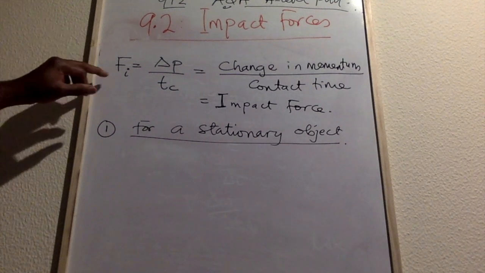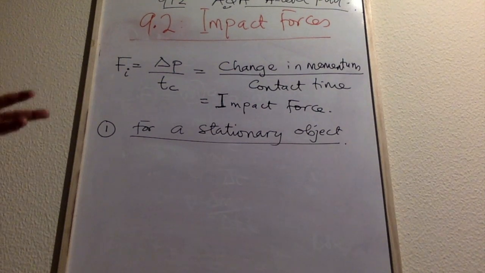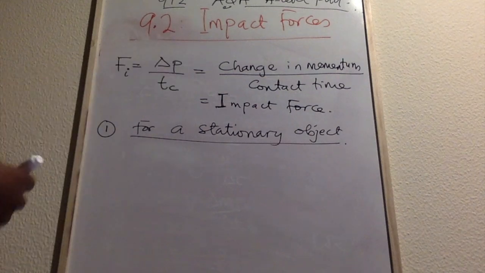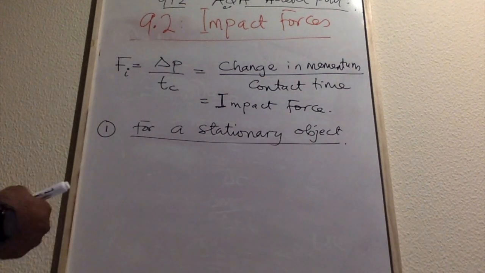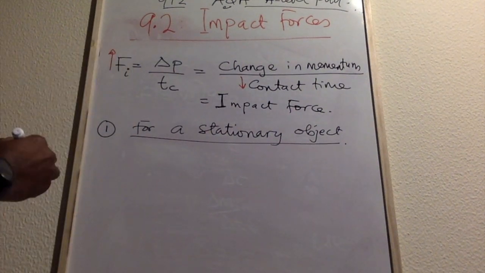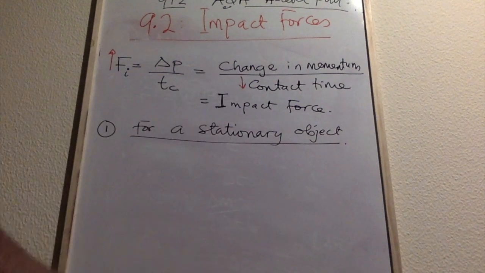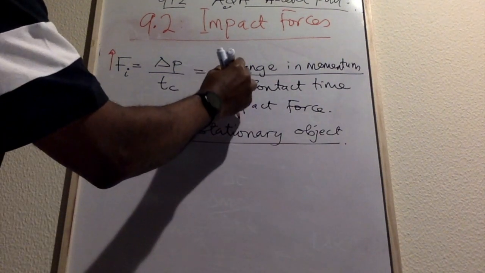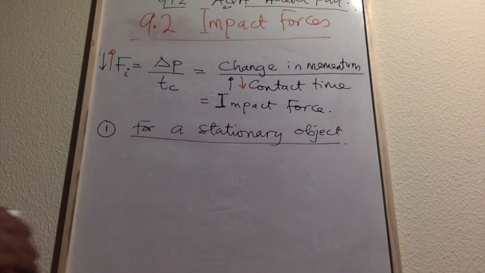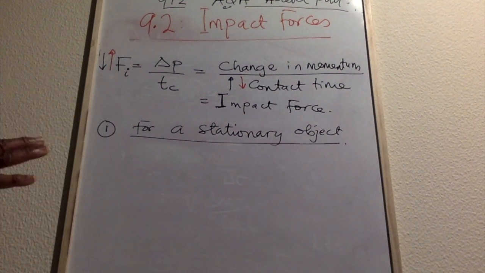Basically, I use Fi here to represent the impact force. That is, when there is a collision between two objects, there is a contact time between them. The shorter the contact time, the bigger the impact force, and vice versa. If you increase the contact time, then the impact force will be reduced. So basically, this is the basis of this chapter.